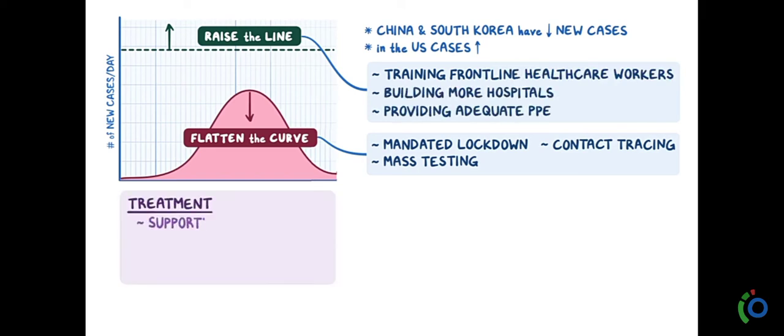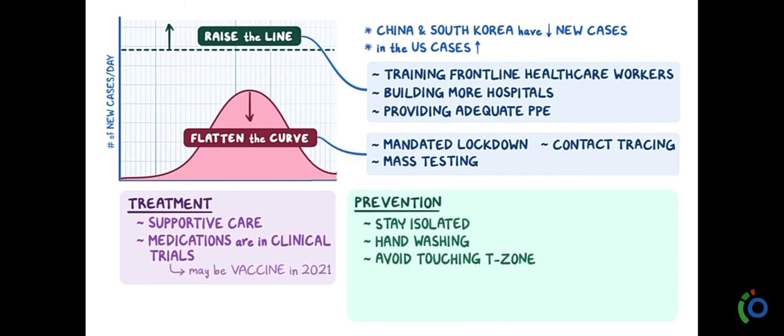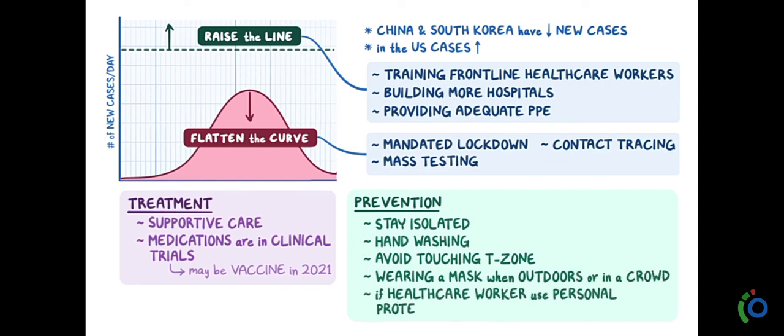Treatments are focused on supportive care, and a number of medications are in clinical trials. There may be a vaccine ready in 2021. For individuals, the best strategy is prevention. This includes staying isolated, careful hand washing, avoiding touching your T-zone, and wearing a mask when outdoors or in a crowd. If you're a healthcare worker, you should use personal protective equipment.